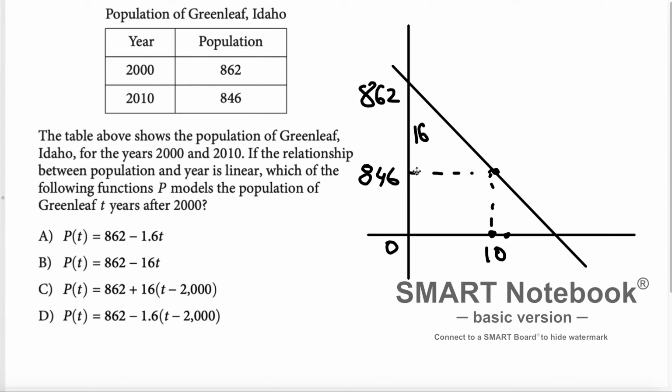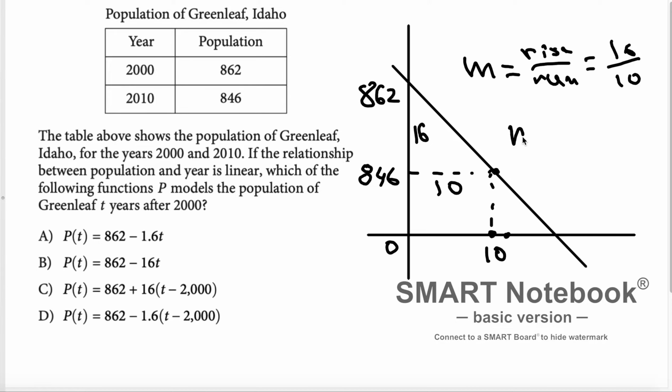The rise of this function is 16, and the run of the function is 10. If we are looking for the slope, m is going to be rise over run. So informally we can write rise over run. The rise here is 16, and the run is 10. So 16 divided by 10 is 1.6. So we already found the slope.